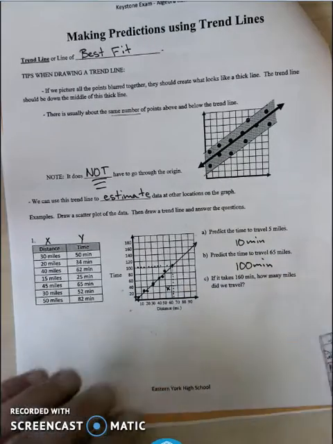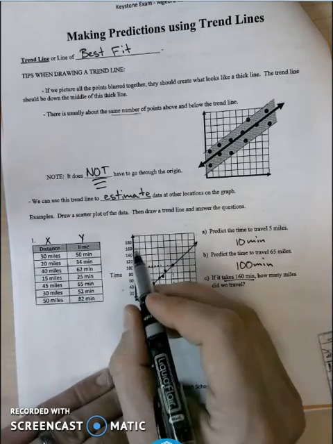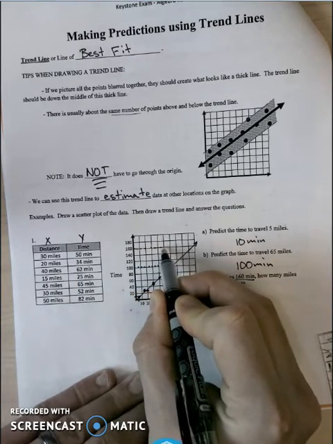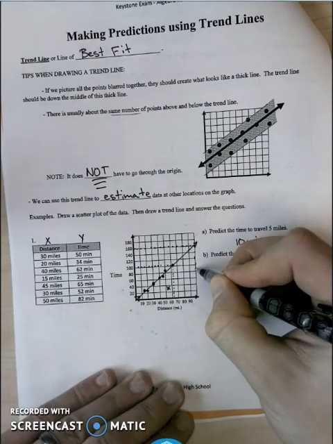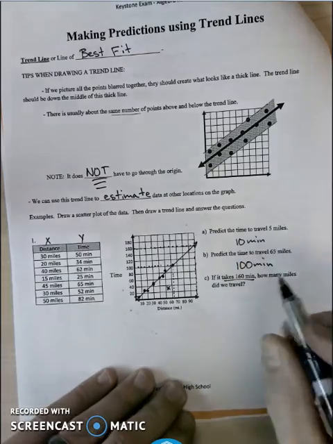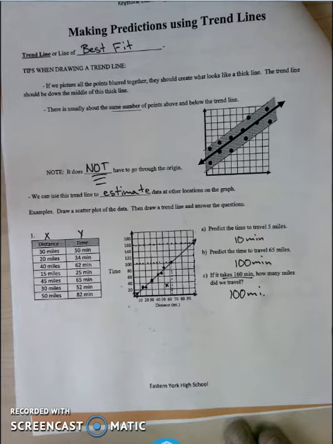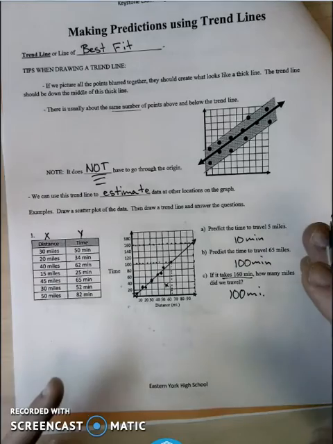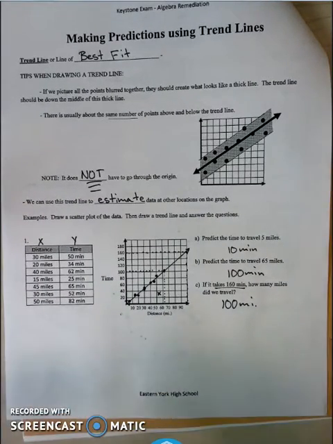Don't really have room, so let's talk about the next one. If we take 160 minutes, so now we're on this axis, how many miles did we travel? 160. I'm going to map myself over to the side here. Boom, we intersect, and it looks like it's going to take us 100 miles. Okay, so again, think about, are we looking for an x? Are we looking for a y? Which axis are we going to be looking at first, and map over until we intersect that line.